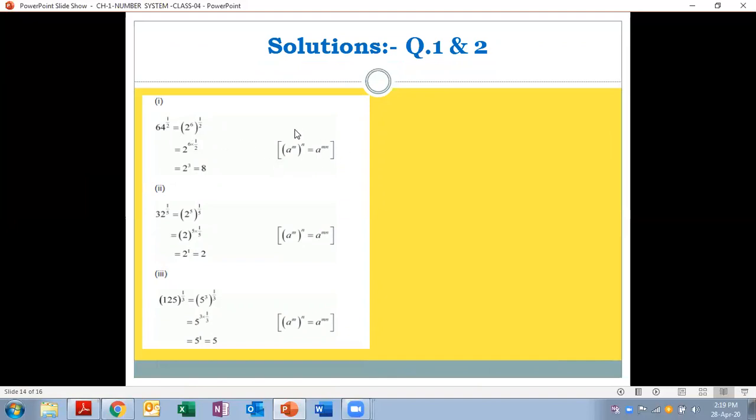You can see the use of the identity a to the power m, raised to the power n. We multiply the powers, and then we have written here 6 into 1 by 2, and finally we get 2 divides 6 3 times, and it's 2 to the power 3, then 8. Similarly, the other questions, raised to the power of 2 here, and then power of 5 here, have been solved using identities, and the identities are mentioned here within the brackets. You can see the answers.